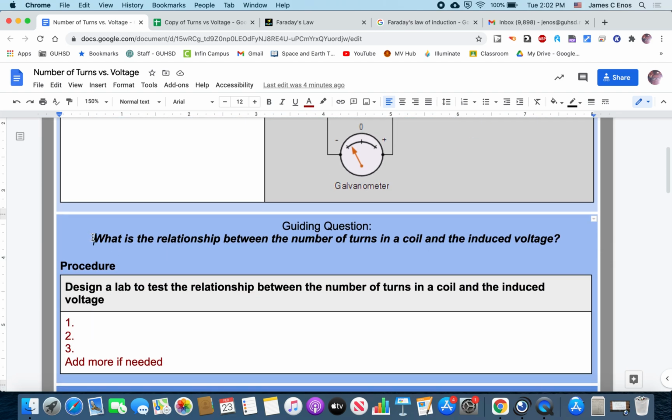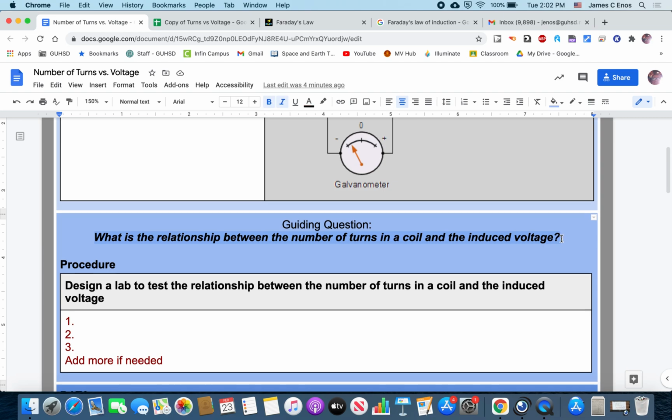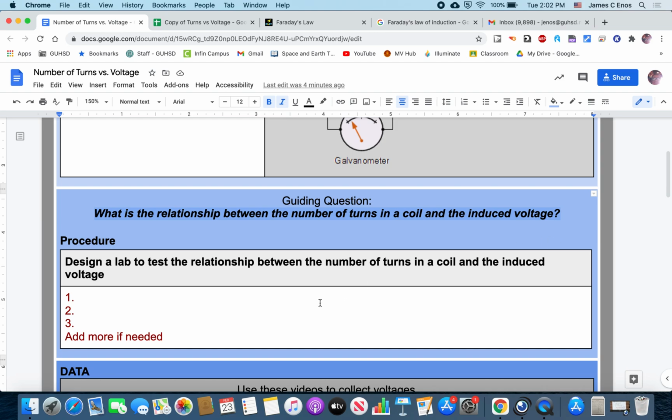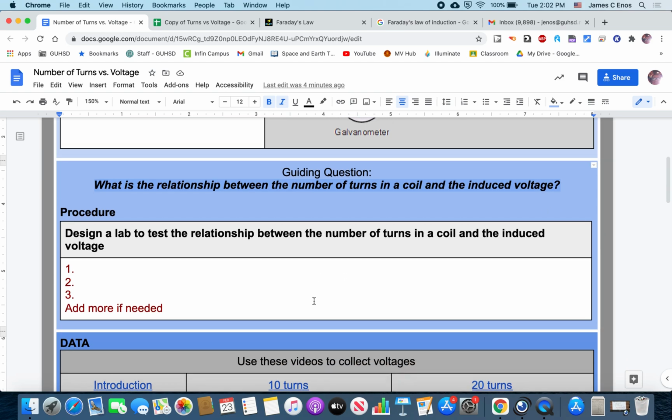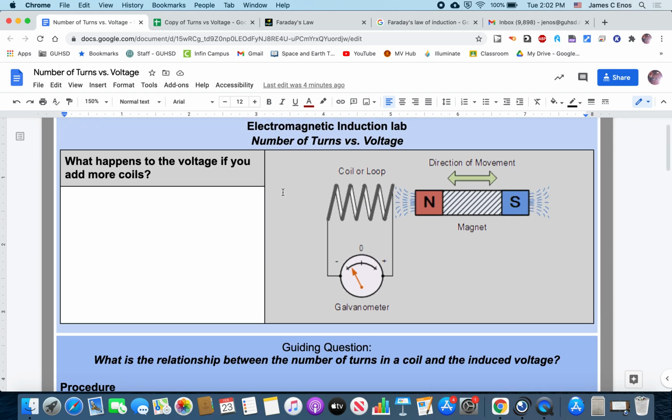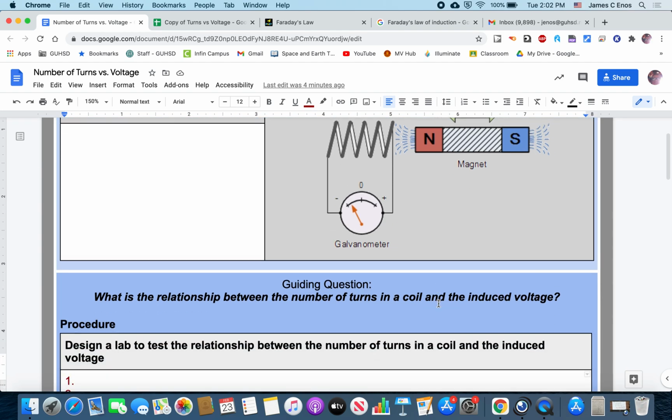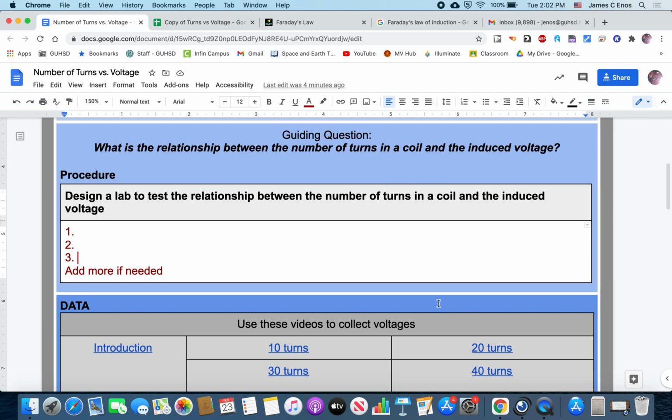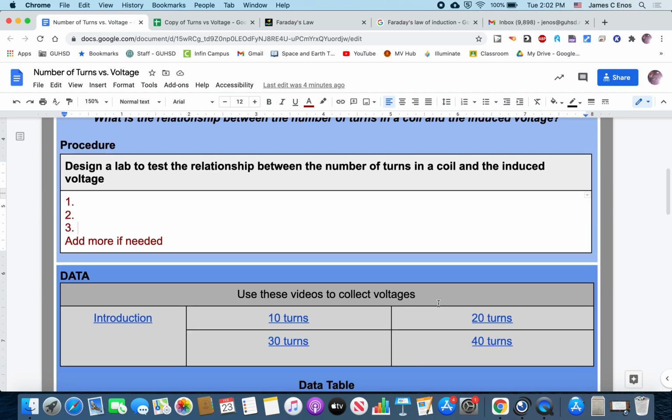What we're being asked is about the relationship. What is the relationship between the number of turns in a coil and this induced voltage? So what you've got to do is design a laboratory experiment where I want you to give me a step-by-step process of what you would do if you were given a magnet, coil, and voltmeter, and what you would have to do in order to collect the data to show the relationship between the number of turns in a coil and the induced voltage.